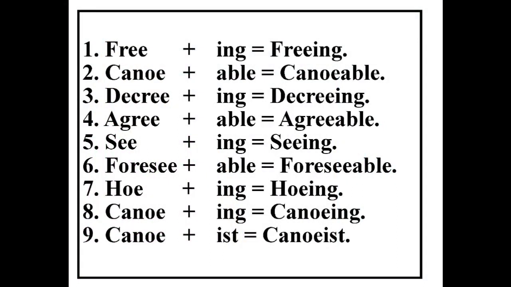In the second example, the root word canoe ends with two vowels o and e. When it is added to the suffix able that begins with a vowel a, all the three vowels that come together at the joint are retained to give the new word, canoeable. Other examples of this principle are decreeing, agreeable, seeing, foreseeable, hoeing, canoeing, and canoeist.